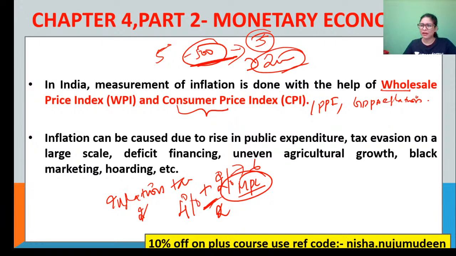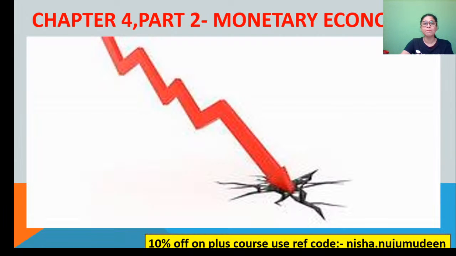So for so many perspectives, you can use inflation, guys: to increase public expenditure, to prevent tax evasion, or when they do some manipulations in taxation, for deficit financing, for printing more currency, for uneven agricultural growth, for black marketing or the parallel economy, for hoarding, etc. Clear? Now, deflation. Deflation, we all know, is the opposite of that, the decrease in inflation.